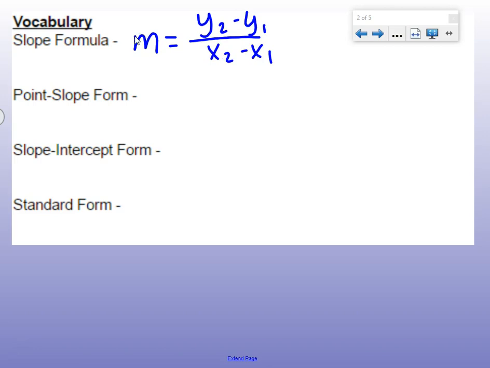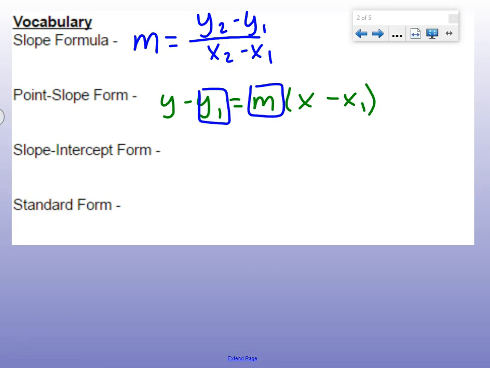Point slope form is y minus y1 equals m times x minus x1. And we need to replace the y1 with a number, the m with a number, and the x1 with a number. Slope-intercept form is y equals mx plus b. That's the most common form that we use. And in this one, we replace m with a number and b with a number.